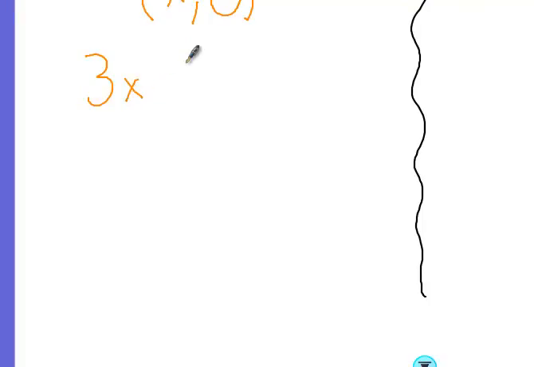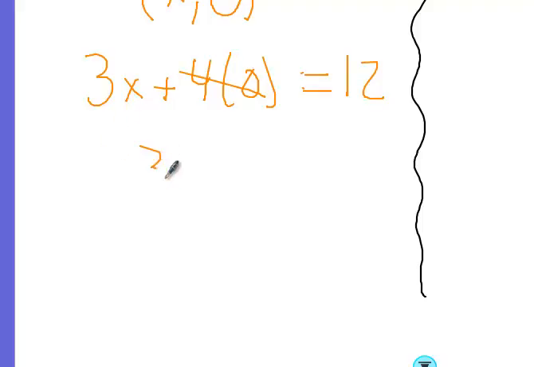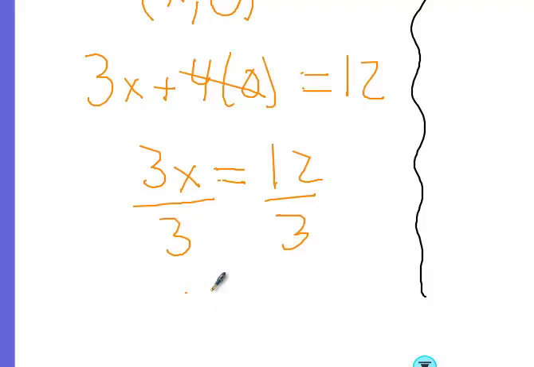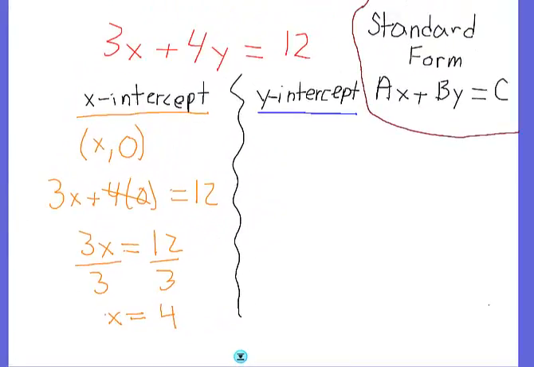So in order to find the x-intercept, you're going to substitute 0 in for y. So it's 3x plus 4 times 0 equals 12. 4 times 0 is 0. You're left with 3x equals 12. Then you want to divide both sides by 3, and x is equal to 4. But then again, we have to remember that when you're talking about an intercept, you're actually talking about a coordinate or a point. So your actual x-intercept is going to be (4, 0).